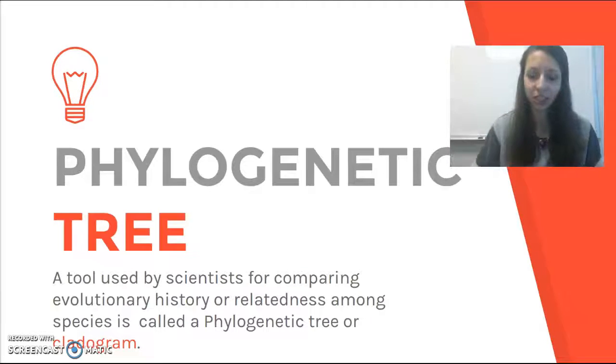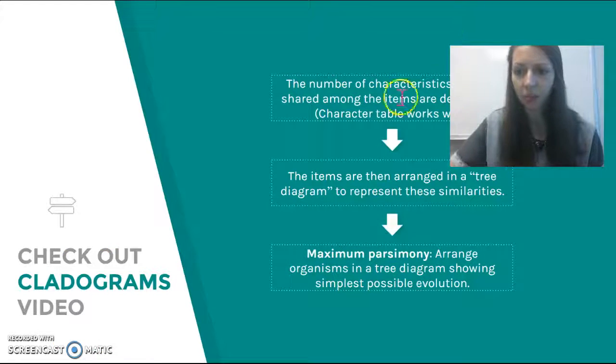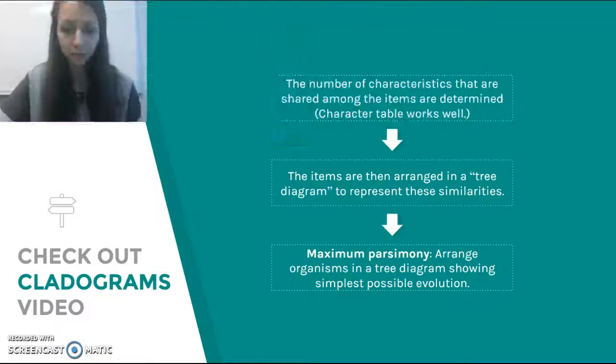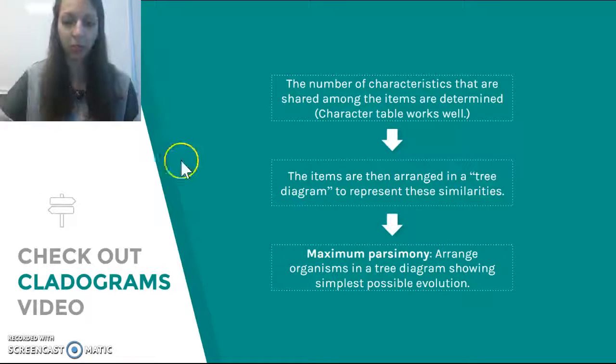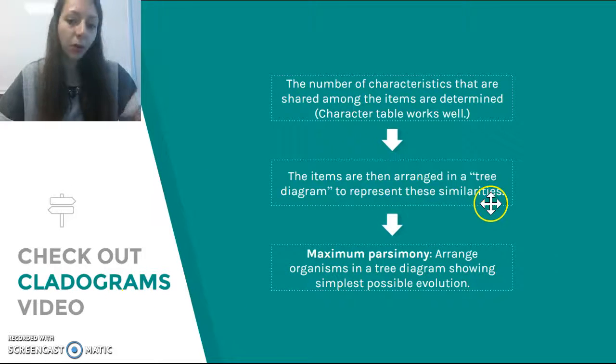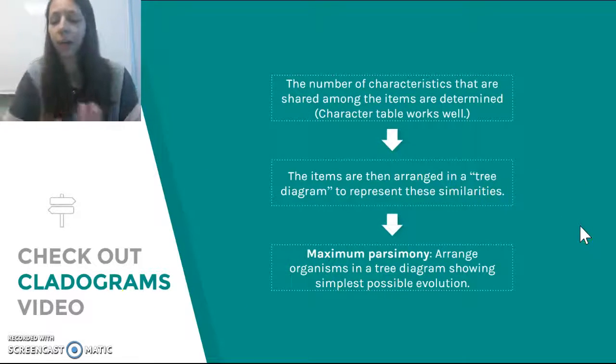Okay, phylogenetic trees. A tool used by scientists for comparing evolutionary history or relatedness among species is called a phylogenetic tree or a cladogram. Now, I have this whole other video on cladograms. I think it's one of my more popular YouTube videos, and it goes through and explains step by step how to read and create a cladogram, so please check out the cladograms video. I'm going to briefly go through how to create a cladogram or phylogenetic tree on your own here, and then we'll do some practice ones.